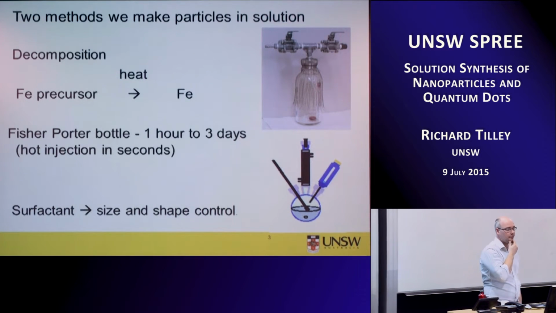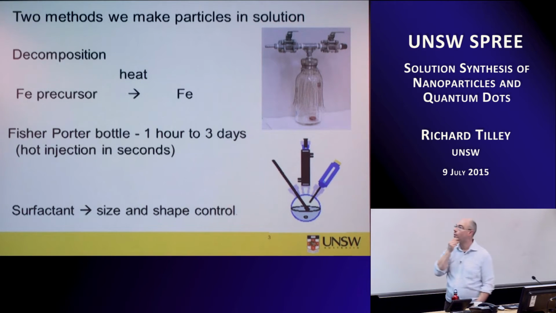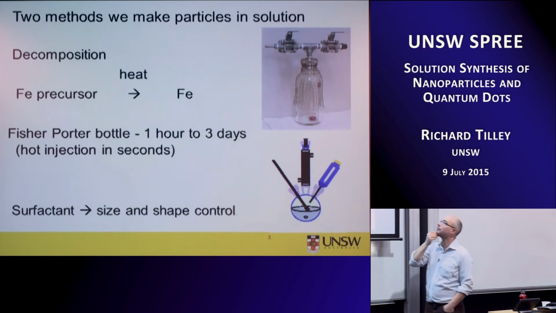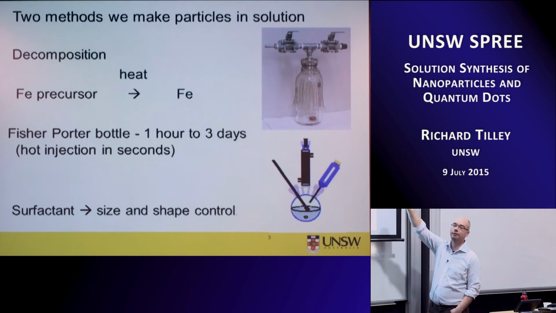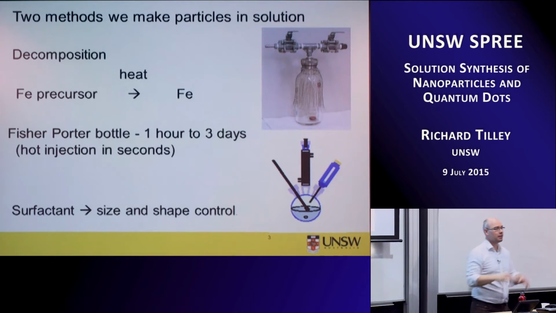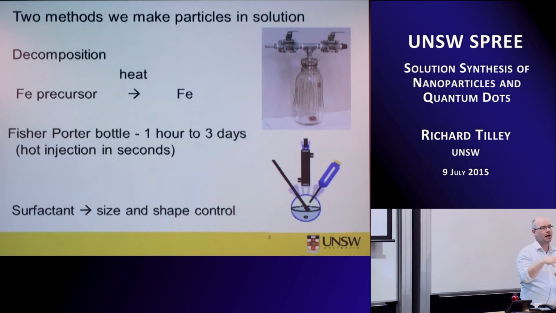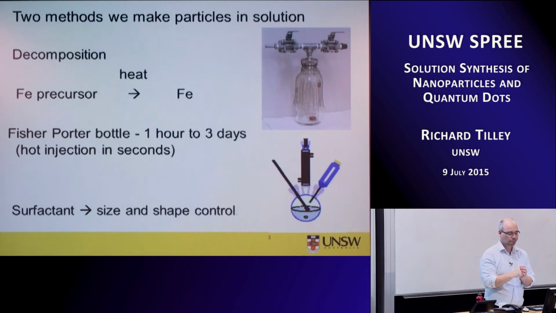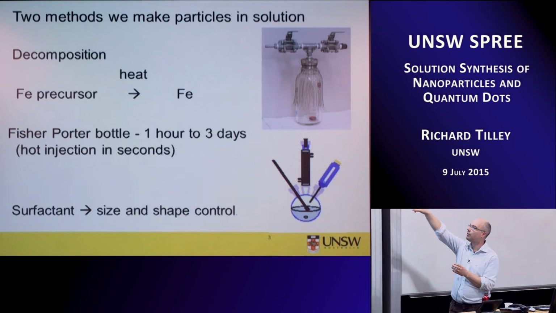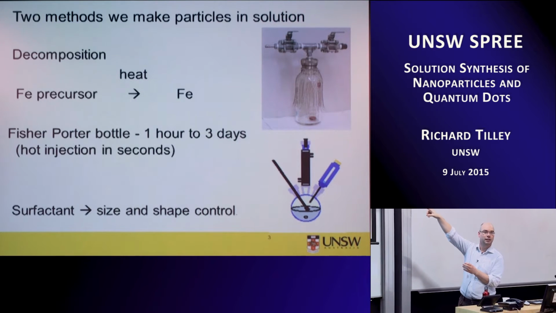There's a couple of different ways that this is typically done. One way that we do a lot of experiments with, particularly to make metal particles, is using something called a Fischer-Porter bottle. So that's this bottle here. In the bottle, we essentially fill it with an atmosphere of hydrogen gas, and that hydrogen gas helps the precursor decompose. You can see the little reddish orange solution in the bottle there. That'll be the solution of the precursor.